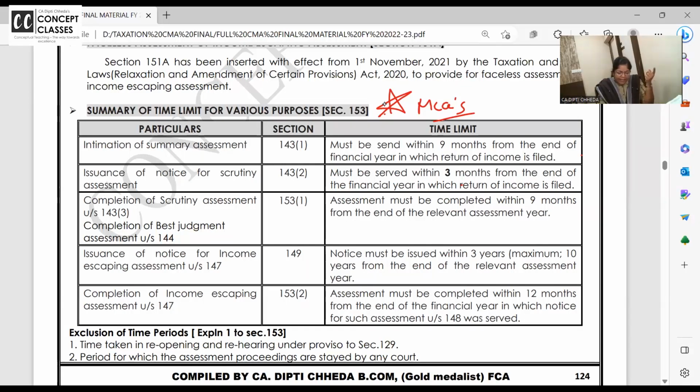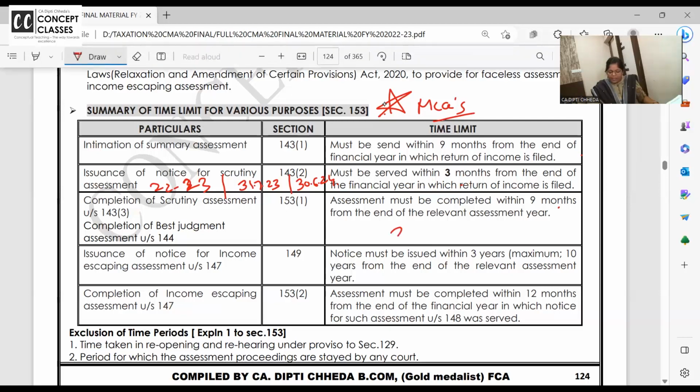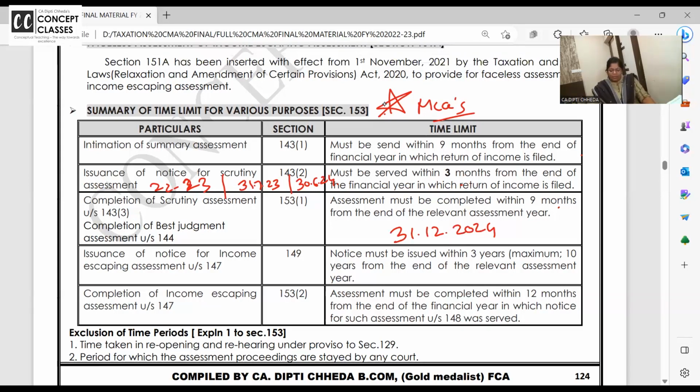Financial year 22-23. Return is filed in July 23. So 23-24 is over. By 30 June 24, they can send you, 3 months after the end of the assessment year, the notice for scrutiny, and scrutiny will be over in 9 months, 31st December 2024. If you have missed writing, write the dates now. By 31st December 2024, your scrutiny assessment will be over.